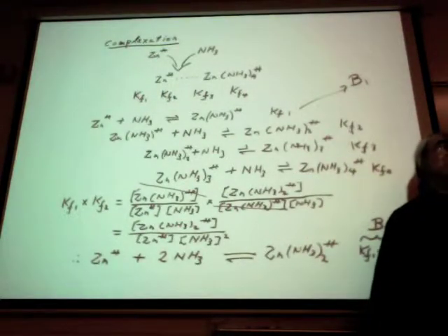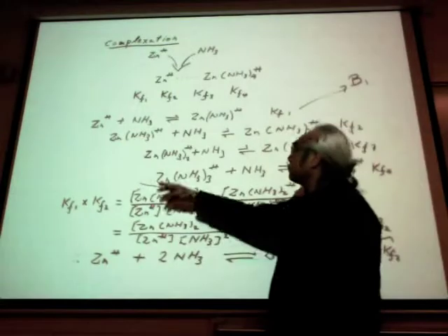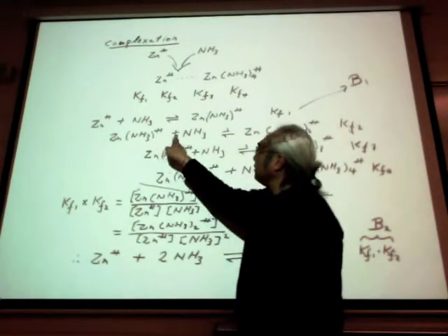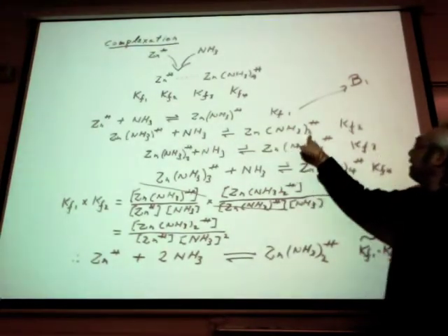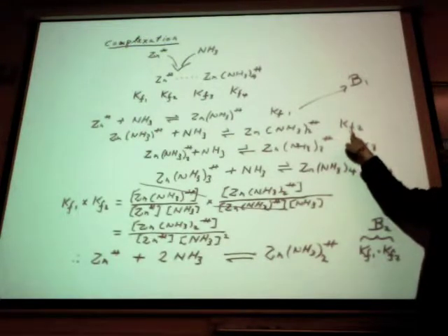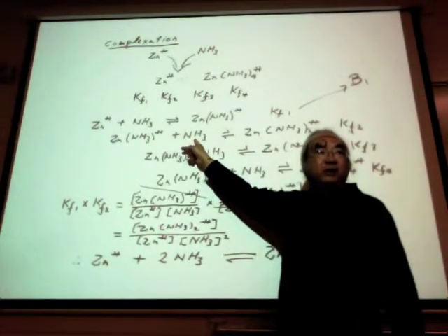Now you get so many alpha, beta, and capital B. This is a simple thing. Okay, now the first one. The first complex can add another ammonia, then form the second one, which is KF2. So now be sure you know the difference. KF2 is specific for the first complex reacting with one more ammonia.